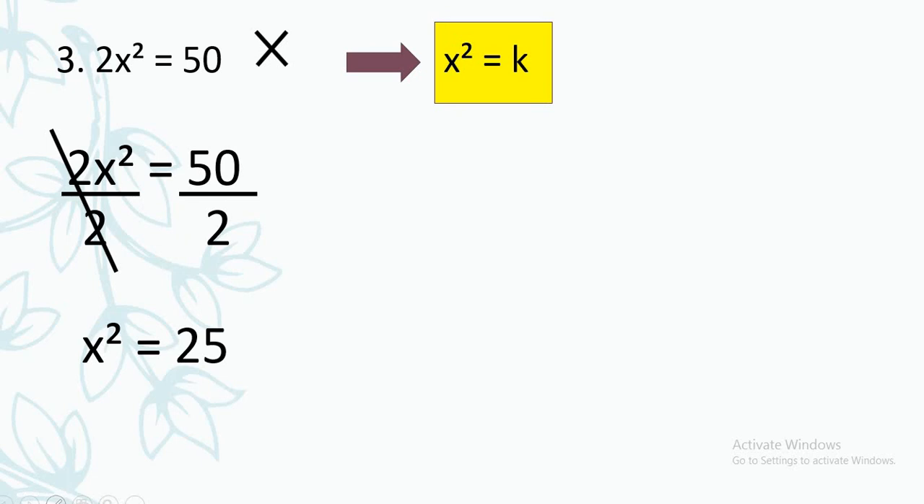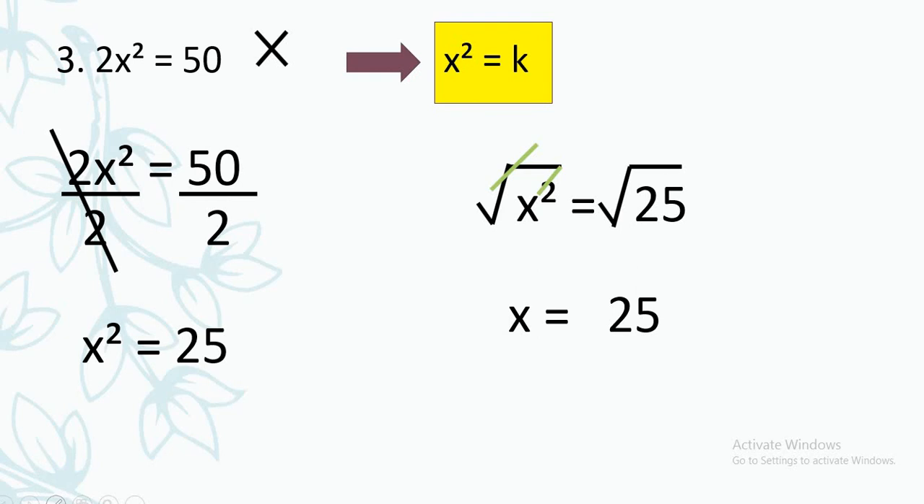This time, si x squared is equal to 25 is in the form of x squared is equal to k, meaning to say, we can now perform the extracting the square root. So put square root both sides to cancel the squared. Okay? Then we have here x is equal to square root of 25, and the square root of 25 is positive and negative 5. So we have two real solutions. We have x is equal to positive 5 and x is equal to negative 5.